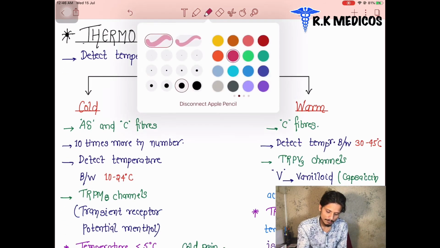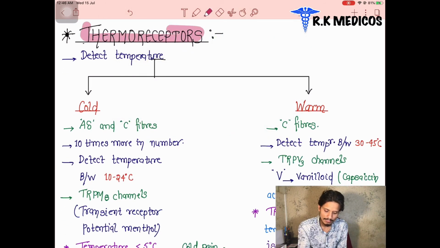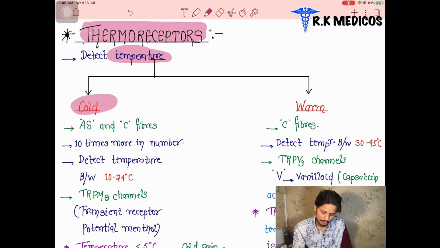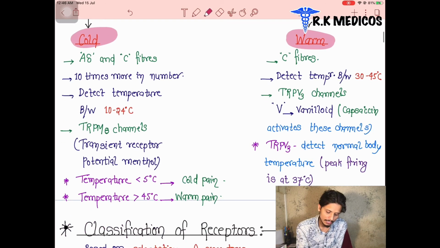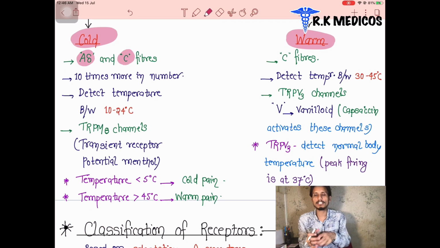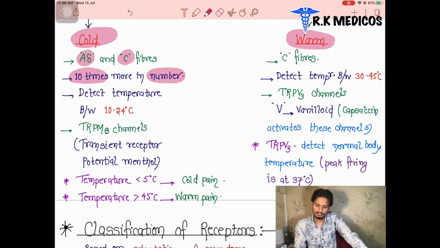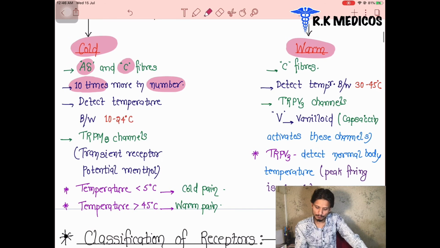The thermoreceptors are the third main topic of general sensation, regulated by temperature. They detect two types, cold and warm temperature. The cold temperature is regulated by A delta and C fibers. When the patient feels cold, there is shivering, and the impulses from the cold move through the A delta and C fibers. A delta is faster, C fiber is slower because they are unmyelinated. They are ten times more in number. The A delta and C fibers are more in number.